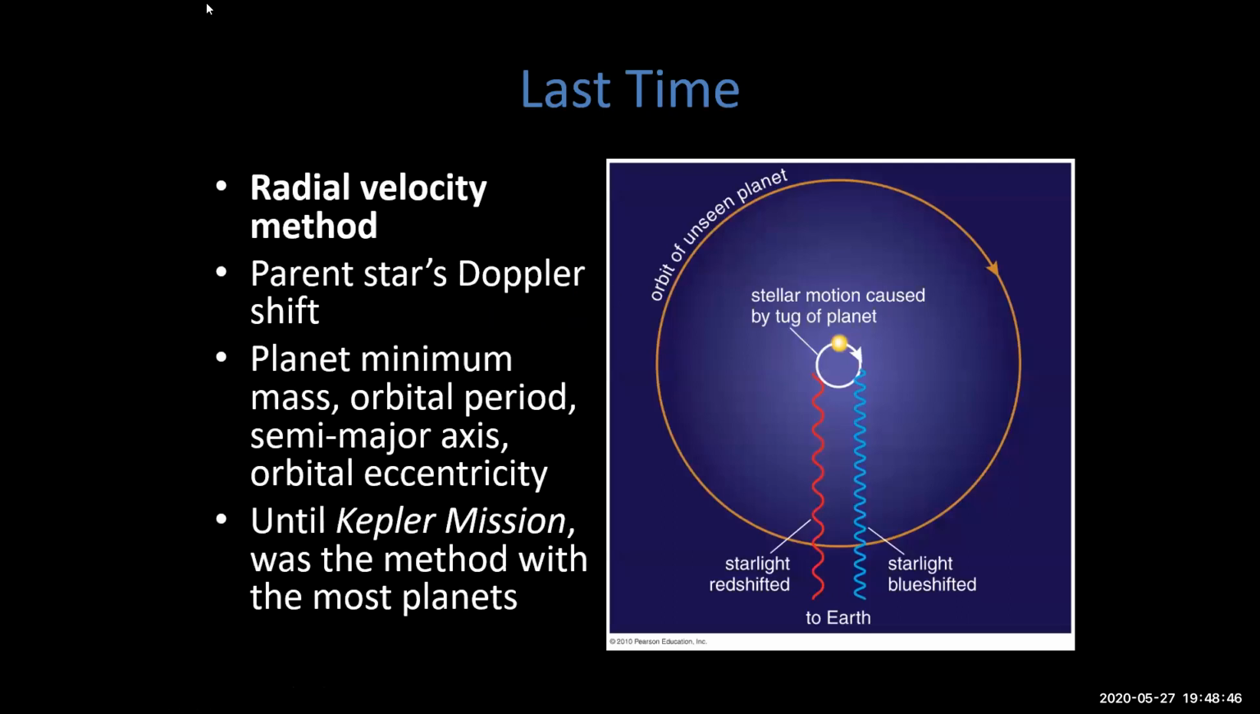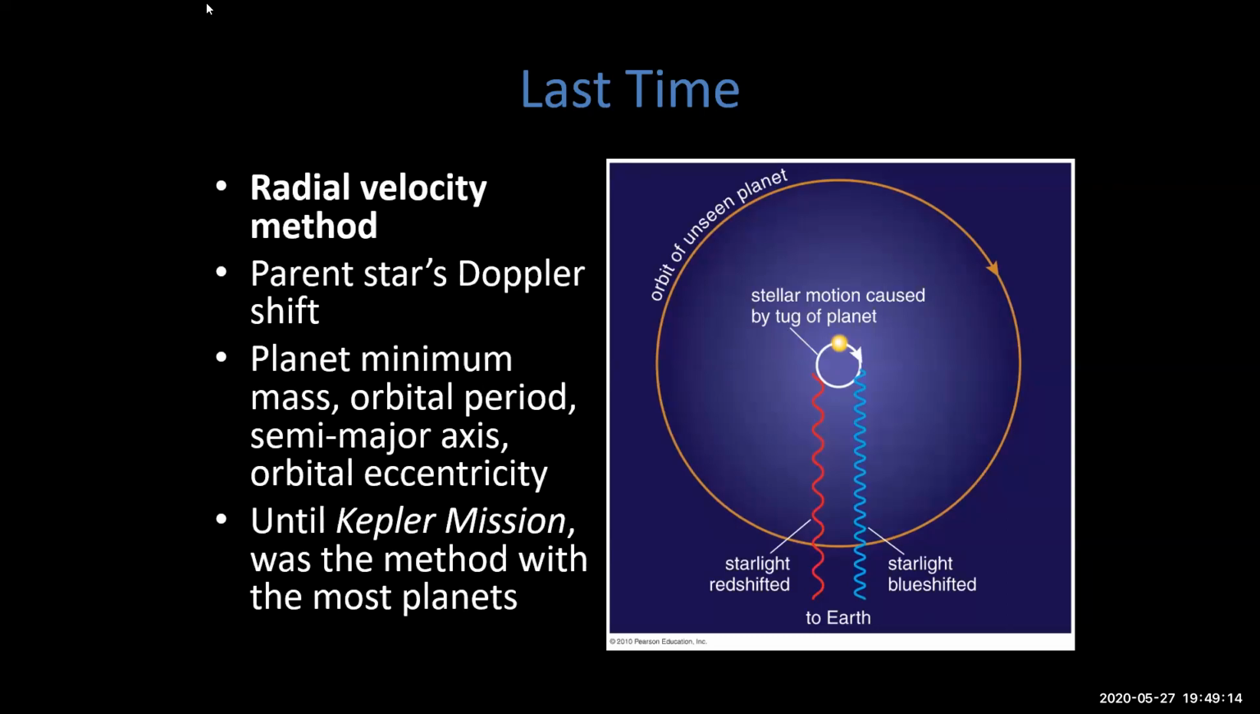So last time we talked about the different methods of finding extrasolar planets, and we found that there were probably like five-ish good methods to find extrasolar planets, of which really three are something that we can be active about. We can use the radial velocity method.